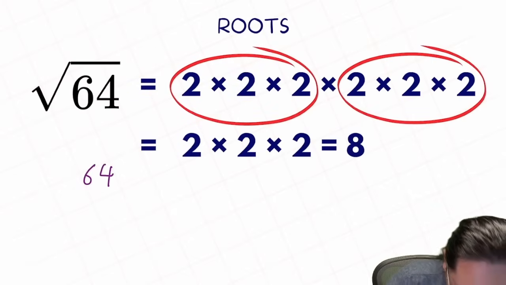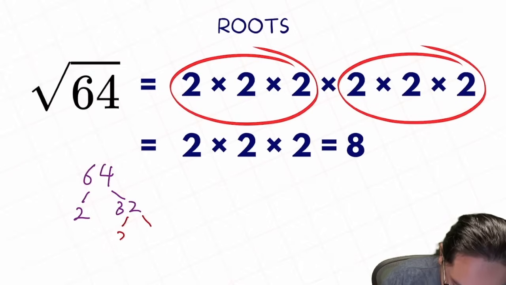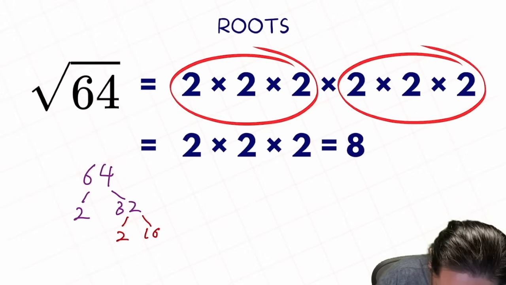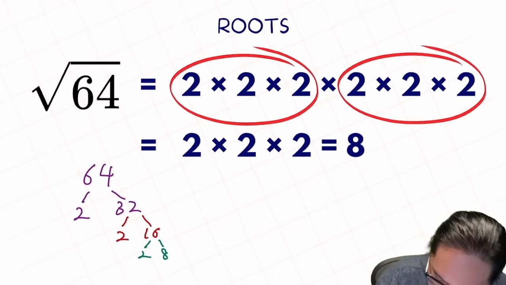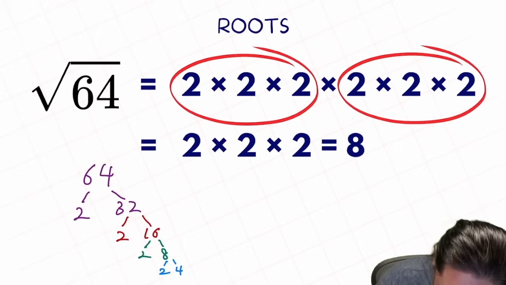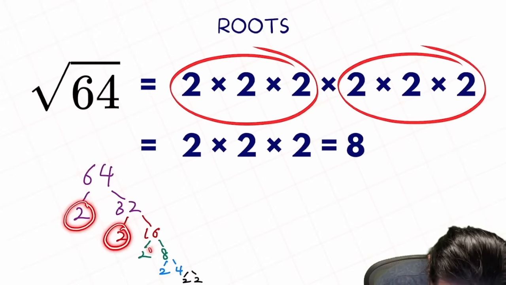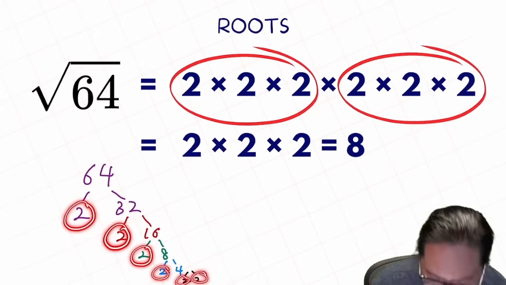So 64. 64 is equal to what? 2 times 32. Okay? And then we break down the 32, right? Equal to 2 times 16. And then we break down the 16 here, equal to 2 times 8. And then we break down the 8 here, equal to 2 times 4. And the last part, the 4 here, is equal to 2 times 2. So 64 is just equal to 2 times 2 times 2 times 2 times 2 times 2, like I wrote here.